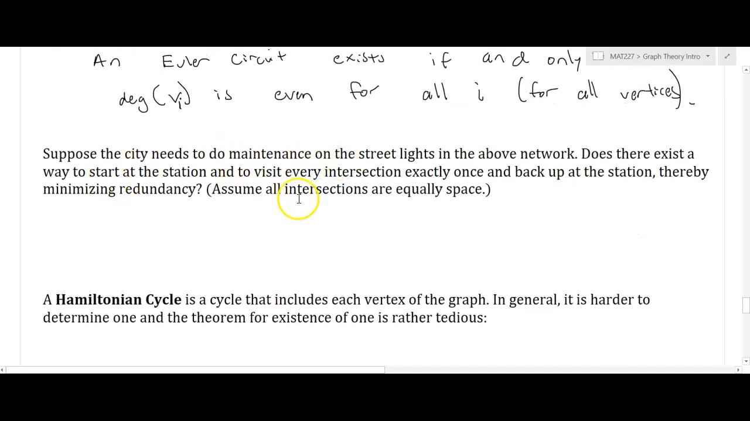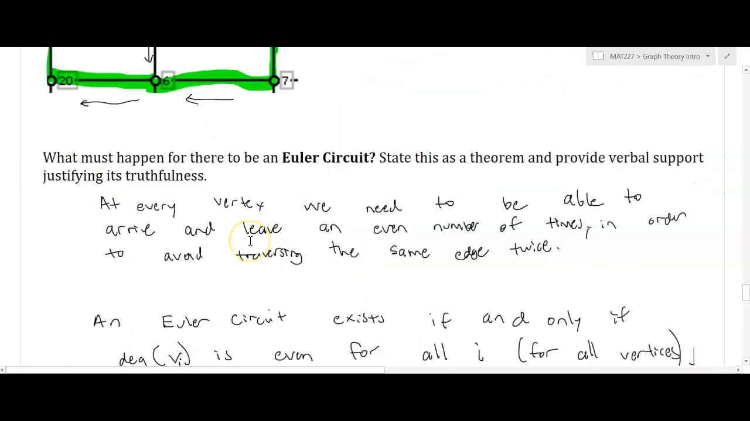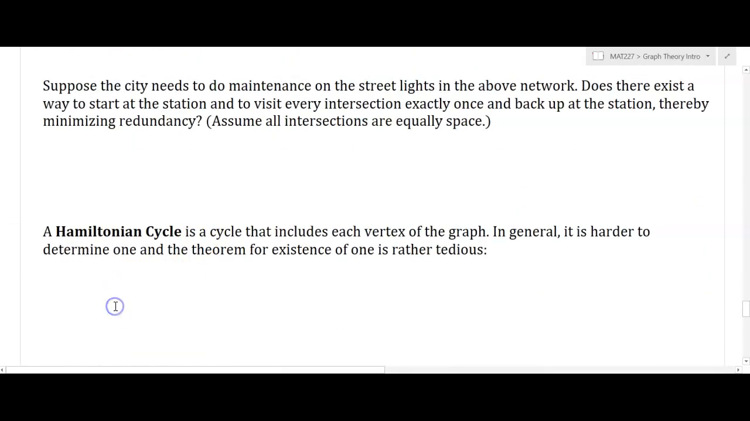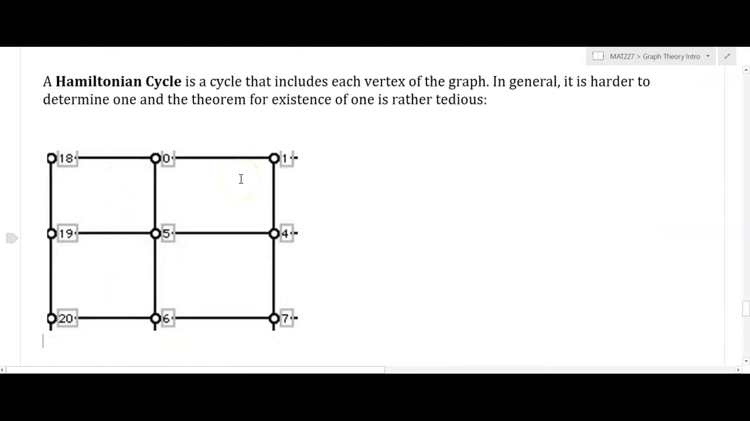Okay, suppose the city needs to do maintenance on the streetlights in the above network. Does there exist a way to start at the station and visit every intersection exactly once and back up at the station, thereby minimizing redundancy? So assume all intersections are equally spaced. Okay, so in this case, we want to do maintenance on the streetlights.